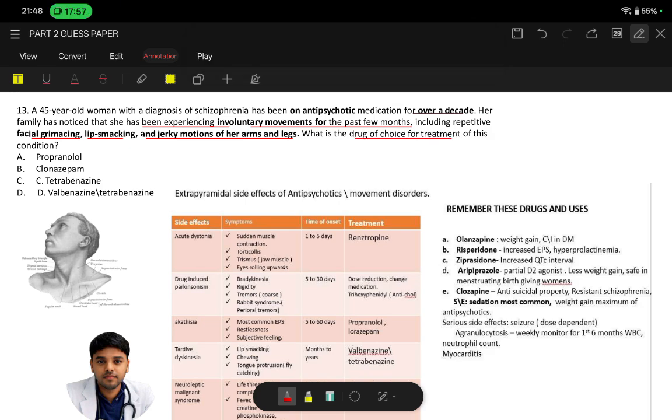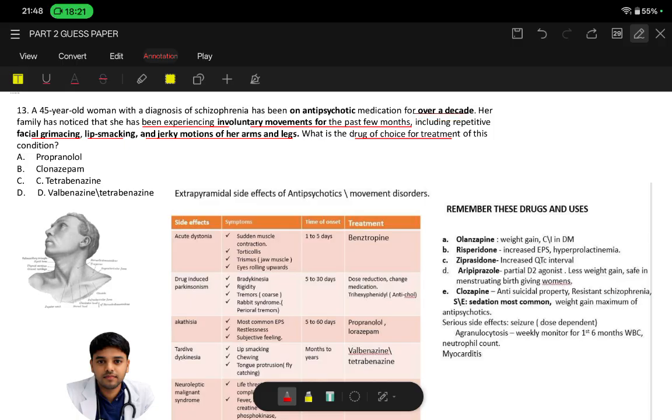What do you call this one? It is tardive dyskinesia. How will you diagnose this? There is facial grimacing, lip smacking, and you have to see that she has been on antipsychotics for a long time, more than 10 years.